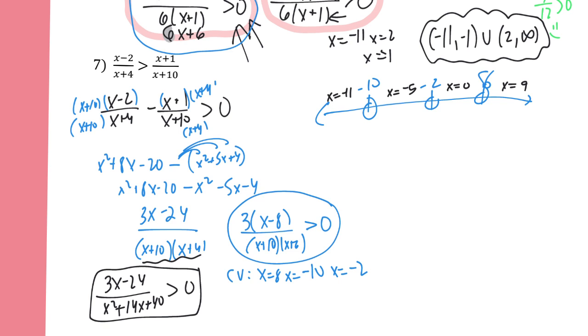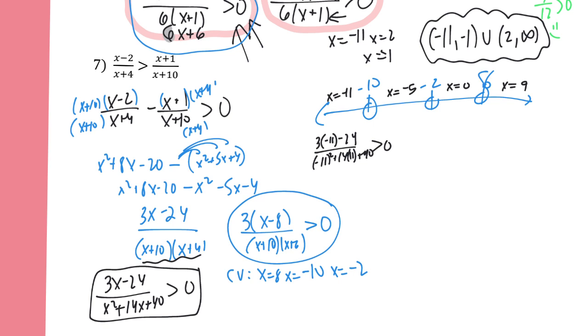Again, we're doing a test point to say, do the answers in this region work? And if one will work, they all will. If one won't work, none of them will. We're assuming we're going to do competent math. We're using our calculator. So we're going to do 3 times -11, subtract 24, and put it over -11 squared, plus 14 times -11, plus 40. Is that answer greater than 0? I have a hunch that it's not going to work.